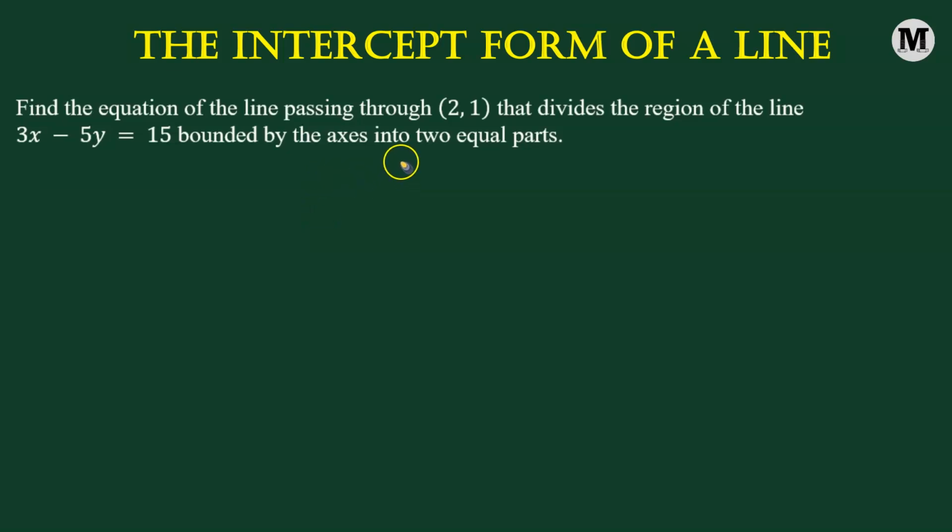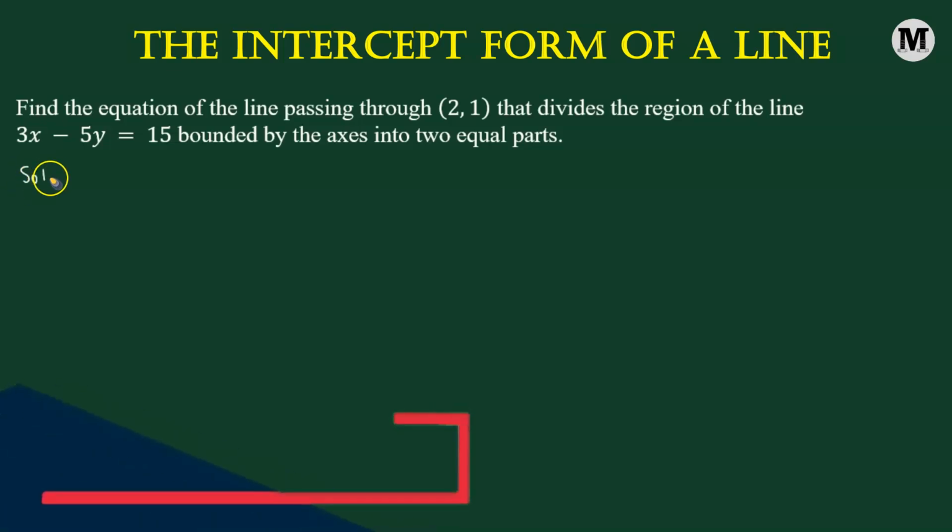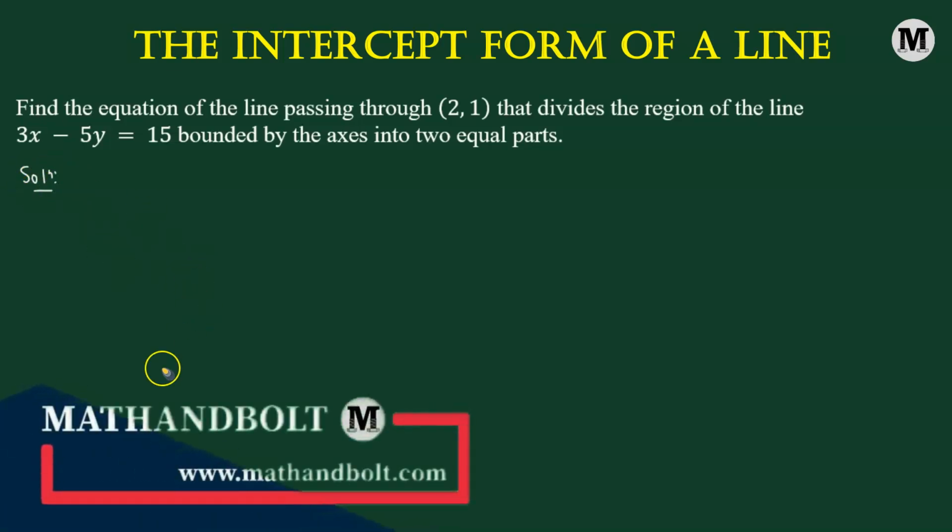Find the equation of the line passing through the point having coordinates 2, 1 that divides the region of the line 3x minus 5y equals 15 bounded by the axes into two equal parts. Okay, let's try to understand the problem graphically first. For this, we're going to consider the xy coordinate plane.